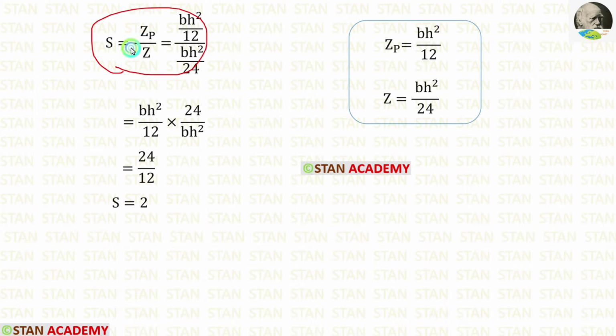In the shape factor formula, we have found Zp and Z. We can apply both of the values. We can take bh square by 24 inversely and then multiply. We can eliminate bh square and bh square. Then 24 by 12, we will get 2. Finally, we have found the shape factor, which is equal to 2.